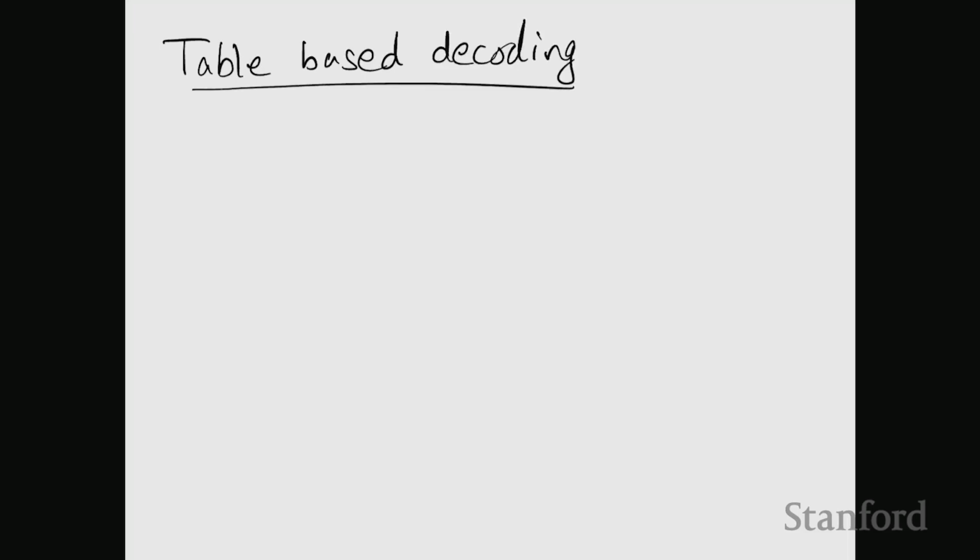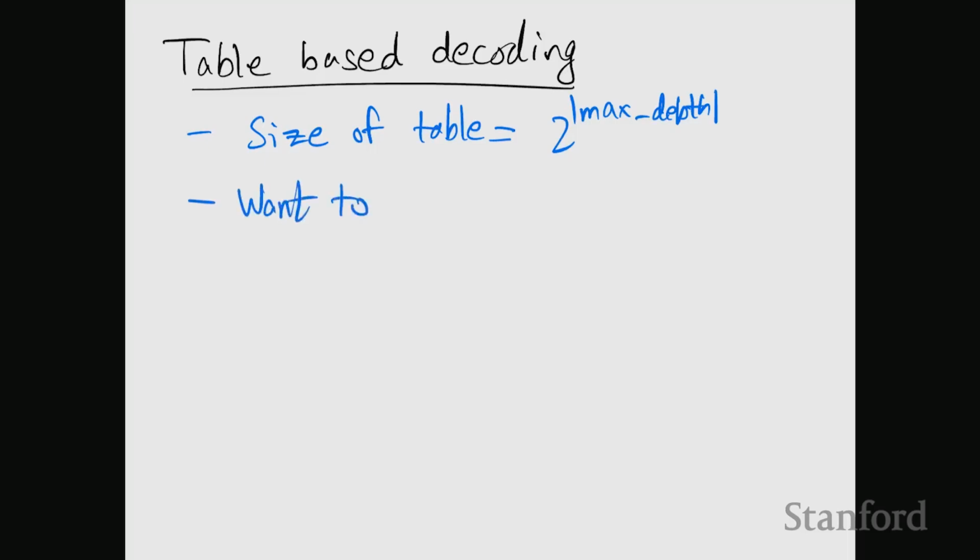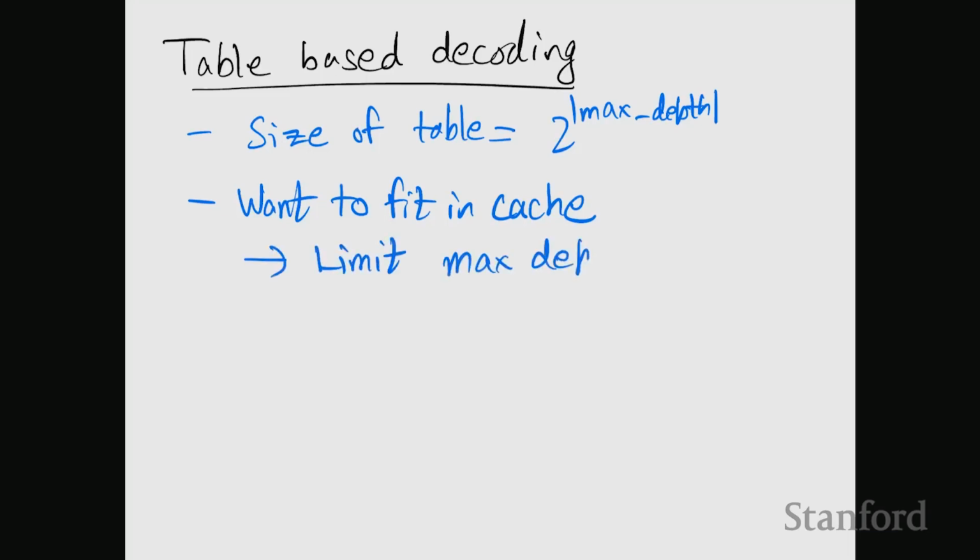So a couple more things about table-based decoding. The size of the table is exponential in the maximum depth of the tree, right? We saw that in the last one the table size was 8 because 2 power 3 is 8. And what you want, in practice, is for it to fit in your cache. So it should be very small so that your decoding can work very fast. Therefore, you want to limit the max depth.